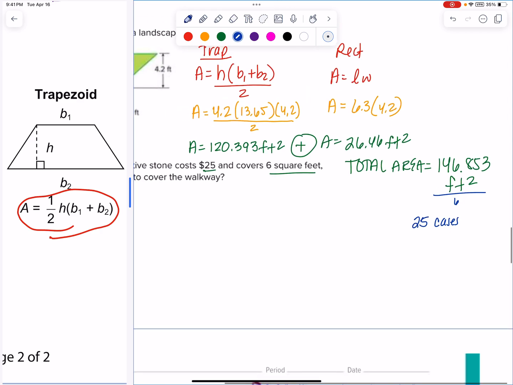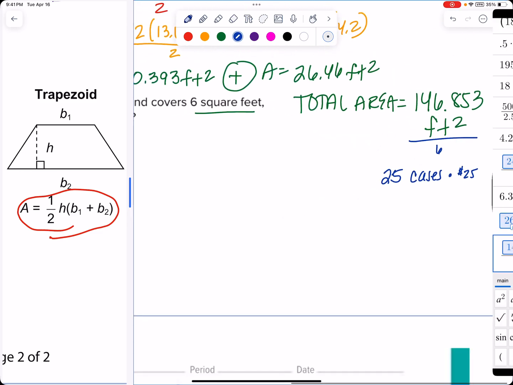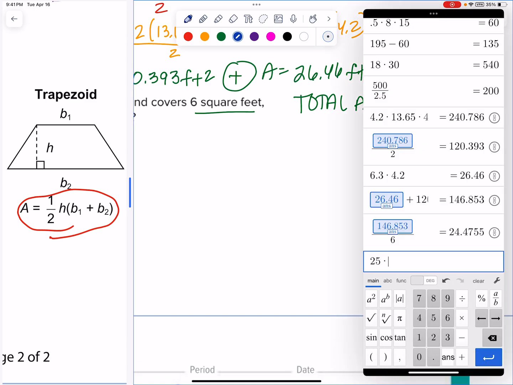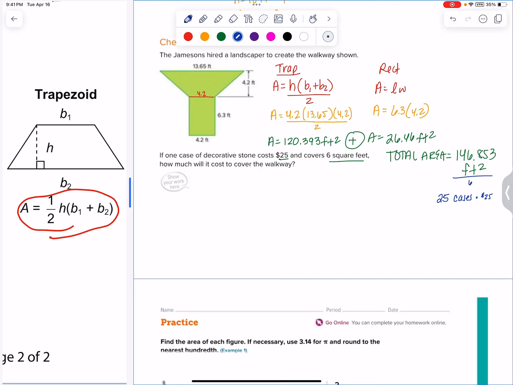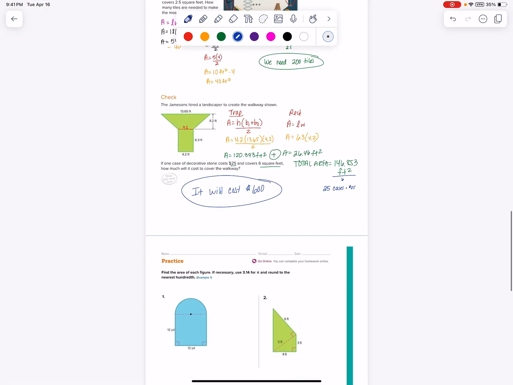Now, how much does each case cost? Well, each, which means multiply, costs $25. So what is the total cost? Well, we have 25 times 25, and that's 625. So how much will it cost? It will cost $625. So lots of work there, but if you slow down, take your time, you definitely can figure it out.